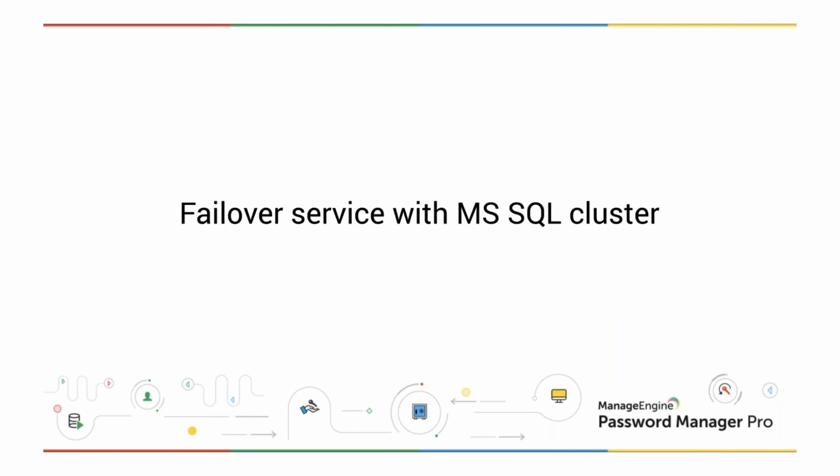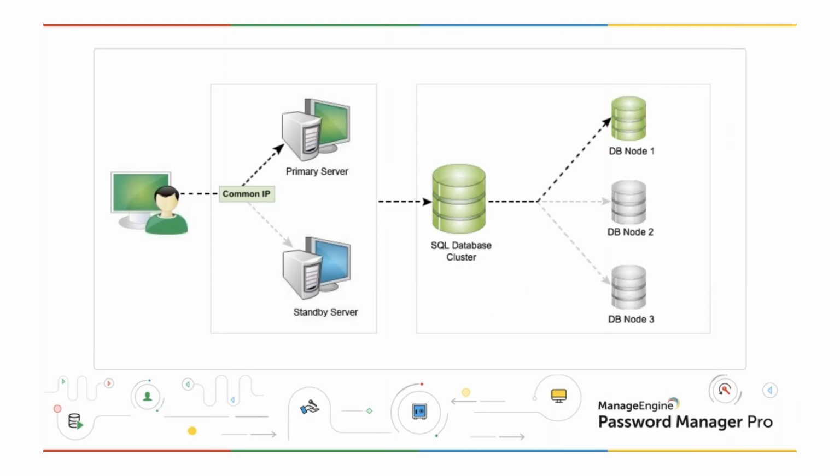The next one is going to be failover with MS SQL cluster. It is the same thing, supported only in the Enterprise edition of Password Manager Pro, where you can have two application servers pointing to a SQL database which is in cluster mode. It can be an active-passive cluster, or any cluster of your need. Whatever cluster you have, the application will just connect to that cluster DB, and you are going to take care of the clustering completely. We will not do anything on this part.